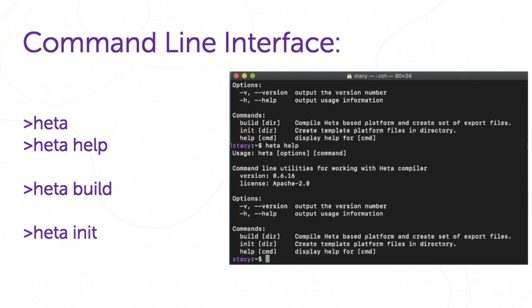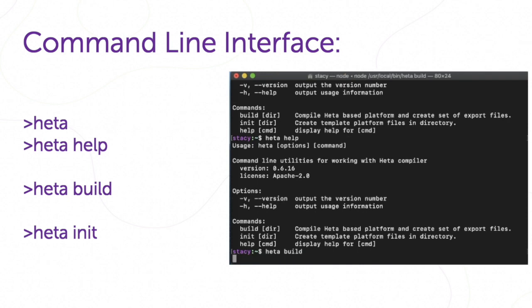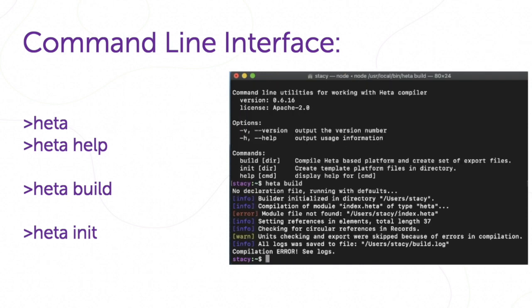Heta build is looking for the index Heta file. Index Heta is a central file of a platform. It contains links to the model parts, or contains a model written in Heta language, and export formats. If you want to make a platform from scratch, Heta provides the Heta init tool for creating a modeling platform template.